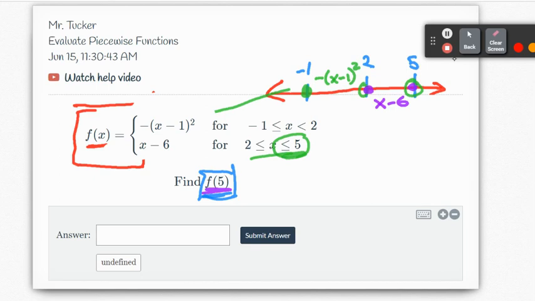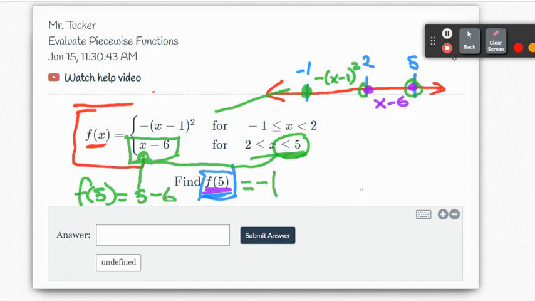And so what that means is I use this function definition, that line x minus 6, to evaluate what would happen if I put in a 5. Well, what I then do is put in a 5 right here. So f of 5 means it's actually 5 minus 6. 5 minus 6 produces a -1, so that is my output for this particular problem.